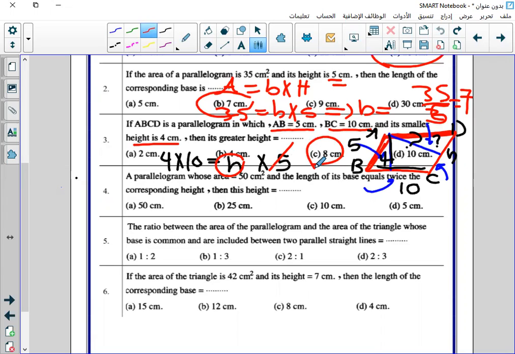Number 4: a parallelogram whose area is 50 square centimeters and the length of its base equals twice the corresponding height. Then this height equals what? Who knows the answer? Raise your hands, please. Yes, Anas.